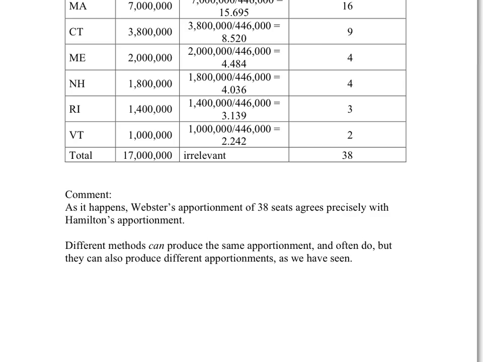This concludes our discussion of Webster's method, and we go on next to the Huntington-Hill method, the method that's actually currently used to apportion the U.S. Congress.